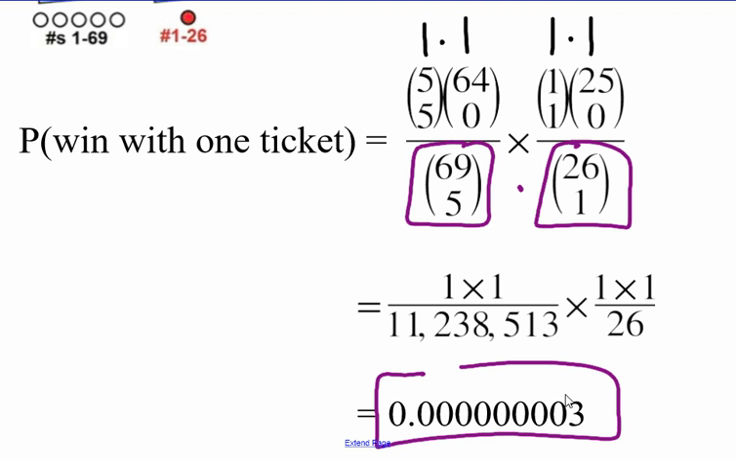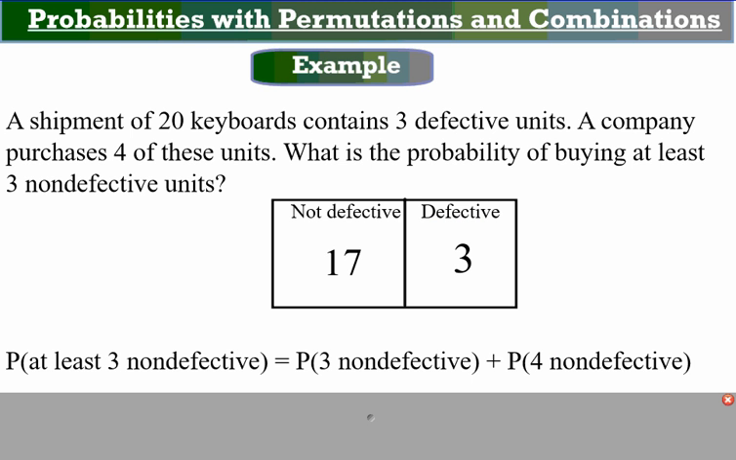And when I calculate that out, 0.000000003. So highly unlikely. That's why winning the Powerball is such a big deal. That's why the jackpot can get so large. It's highly unlikely that an individual would win. And I believe this is our last one, and then I'll have you try one.